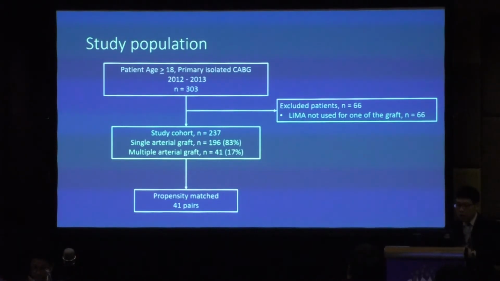In the study population, 303 patients underwent CABG between 2012 and 2013. 66 patients were excluded because they did not receive the LIMA. We were left with 233 patients. 83% had single arterial graft and 17% had multiple arterial graft. We propensity matched 41 pairs.